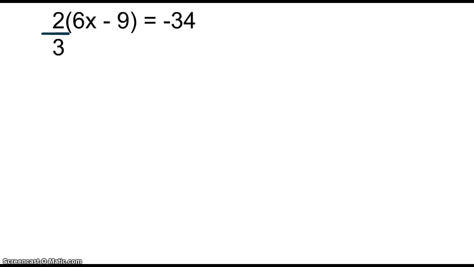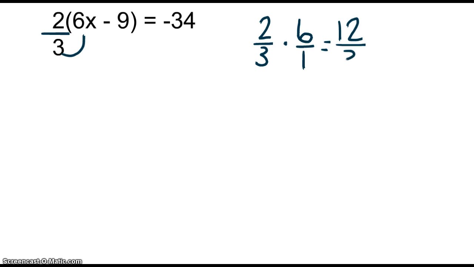This one's a little bit harder, but it's still the same steps, it just has you do a little bit more. We have 2/3 times 6x minus 9 equals negative 34. So I'm going to do the work on some of the sides. I'm going to take my 2/3 and multiply it times the 6x. So rewriting it, I have 2/3 times 6. I'm going to place my 6 over 1. 2 times 6 is 12. 3 times 1 is 3.